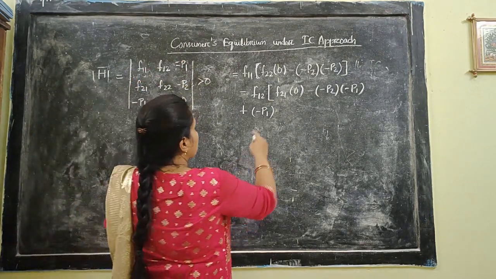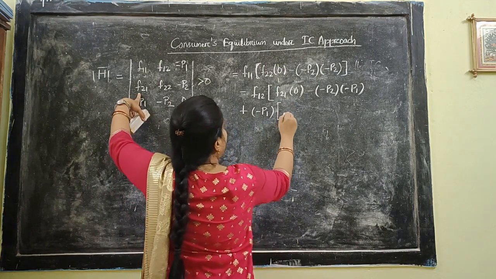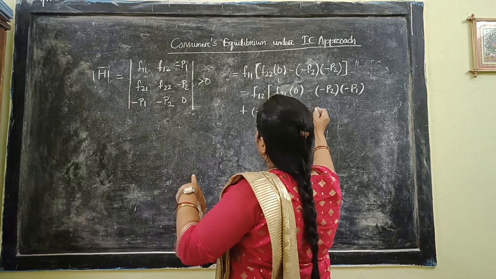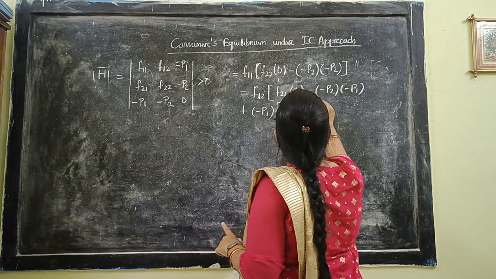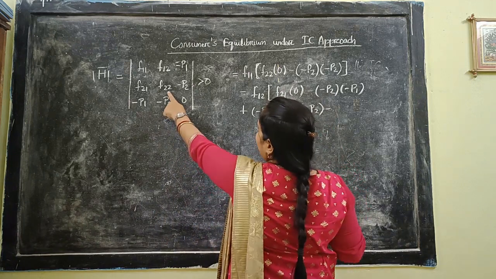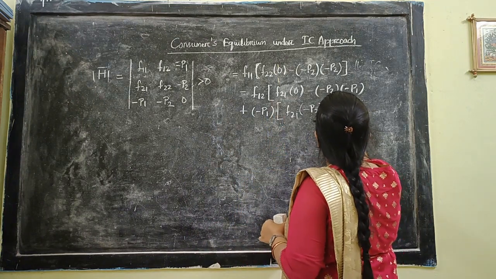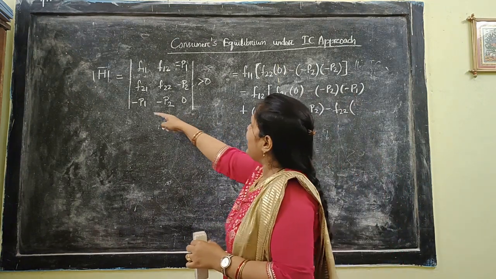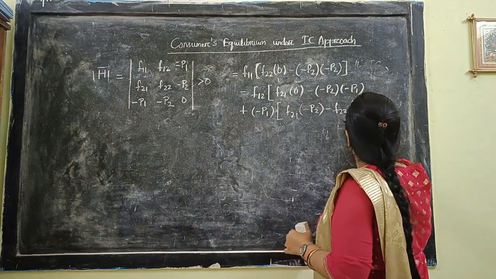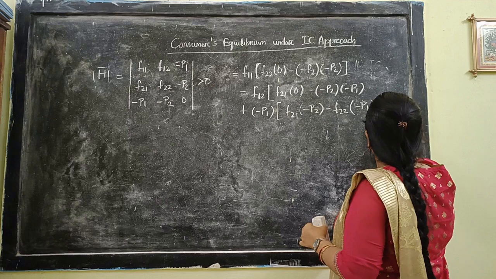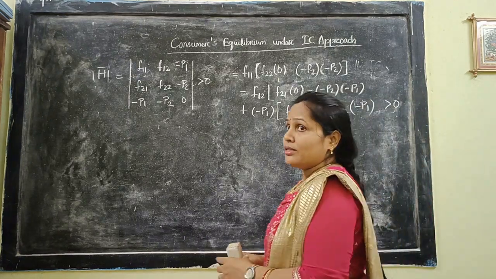So it is F21 into minus P2 minus F22 into minus P1. Okay, and this has to be greater than 0. You have to put here, this has to be greater than 0.